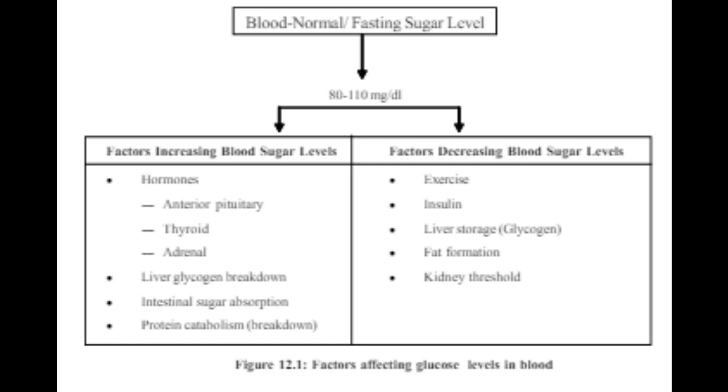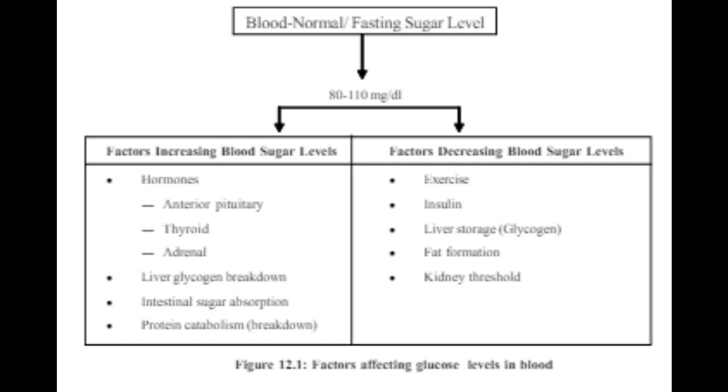Having learnt about the causes of diabetes, next let us get to know about the factors affecting the glucose levels in blood. 12.2.3 Factors affecting normal blood sugar levels. Earlier in our discussion, we learned that insulin is the most important factor responsible for normal blood sugar levels. Now we will learn about the various factors that can increase blood sugar levels and those that can reduce it.